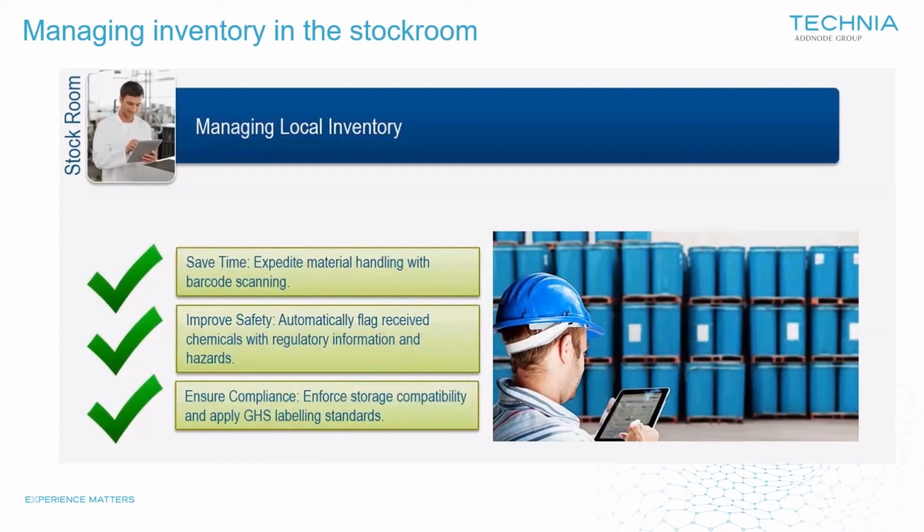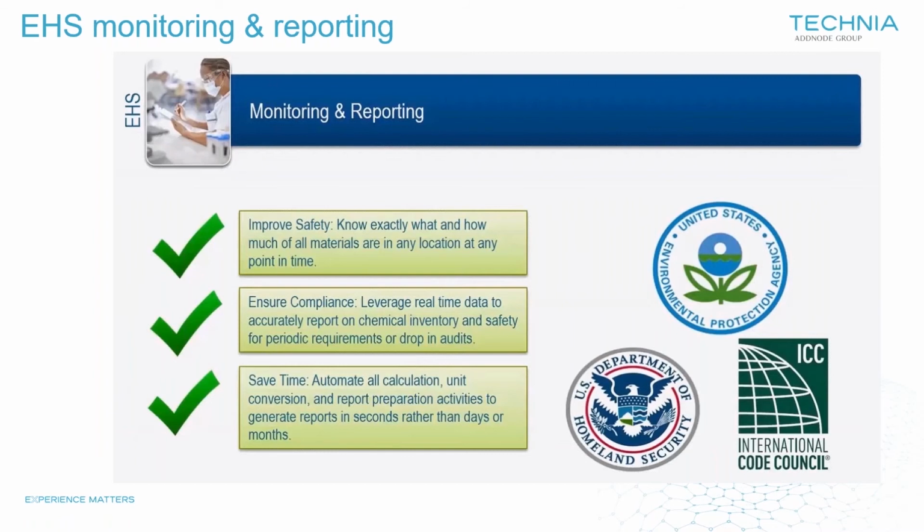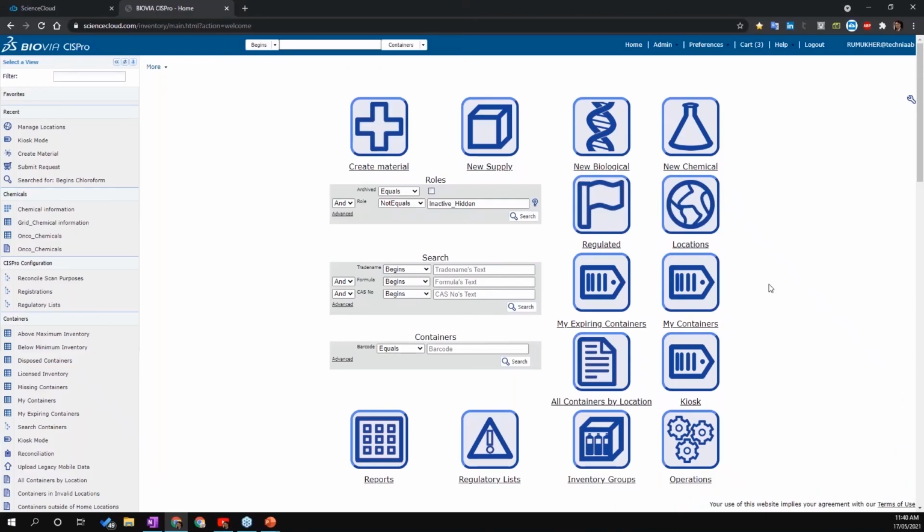So with this, we move on to the next section of our demonstration, where we'll have a look at EHS monitoring and reporting. So as an EHS manager, there's a lot of responsibility to ensure that the organization is in compliance with federal and state regulations. Now, such activities include managing hazardous materials, tracking quantities and expiry, disposing these hazardous materials and chemicals properly and on time.